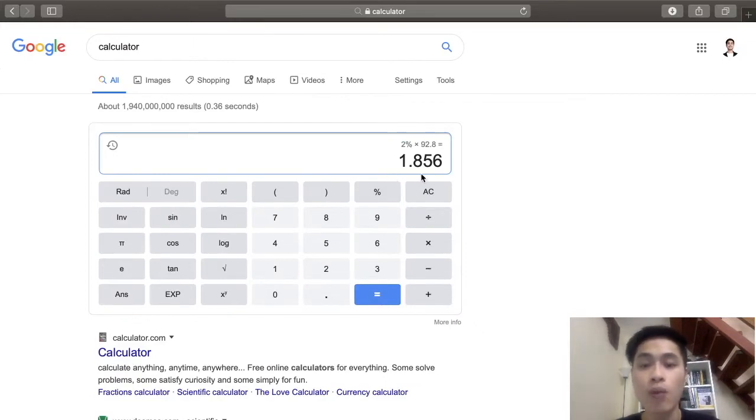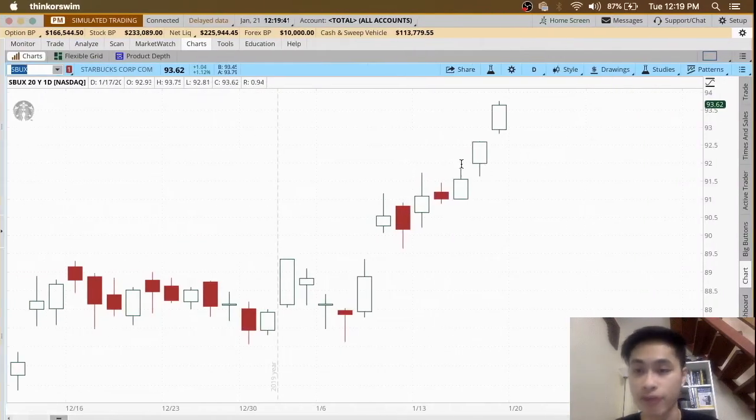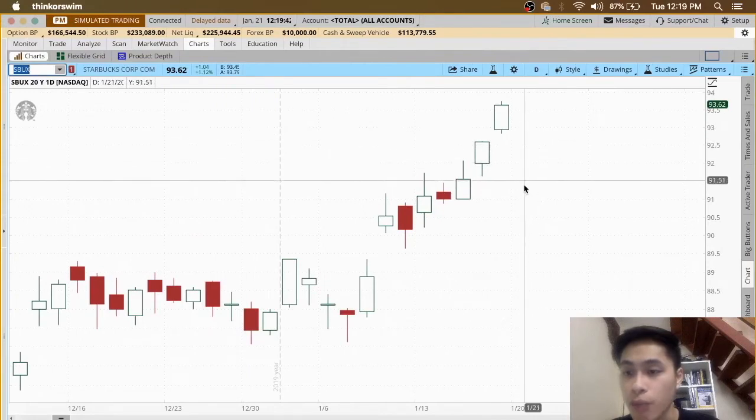1.86. And then where we want to set our stop loss is 92.8 minus the 1.86. So we want to set our percentage stop loss at 90.94. So 90.94 will be around here.